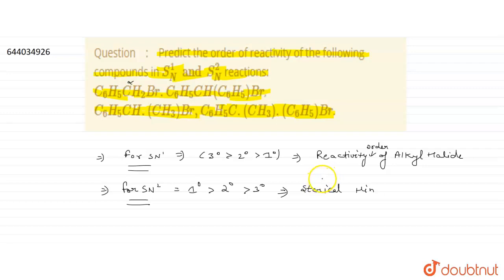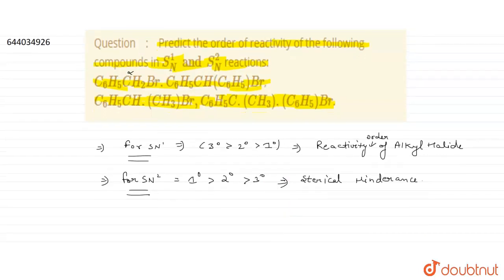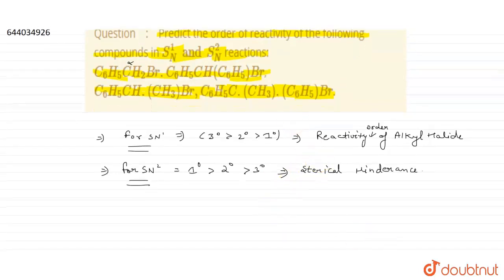The more the hindrance on the carbon of the alkyl halide, the more will be the difficulty for the nucleophile to attack that alpha carbon. This is steric hindrance. Okay, now I will give you the correct order for these compounds, and I will explain also. So let us draw the compounds first.